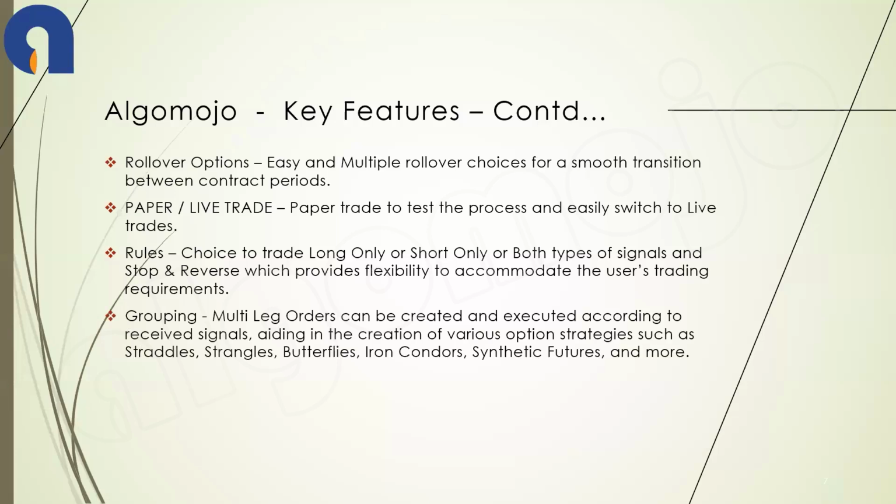Then, if you're a trader who would use multiple legs to be executed based on the signals, then you can create multiple legs, individual legs. You can group them, and based on a single signal, all the legs can be executed. This will be useful when you're trading in straddles, triangles, butterflies, or you would like to hedge some positions. So then grouping is what we suggest, and it can be done in our platform pretty easily.